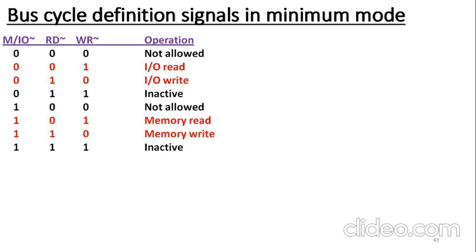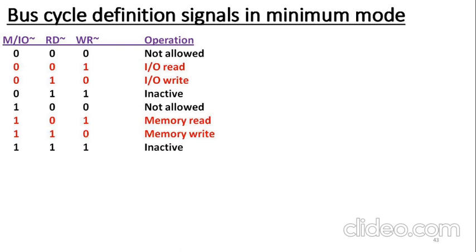Now you can observe that M/IO bar signal is a composite signal. When this signal is equal to 1, then memory operation will be defined. And when this M/IO bar signal is 0, then IO operation is defined. It means that both memory and IO operations are supported by M/IO bar signal here, depending on the logic, 0 or 1. If it is 0, then IO operation. If it is 1, then memory operation.